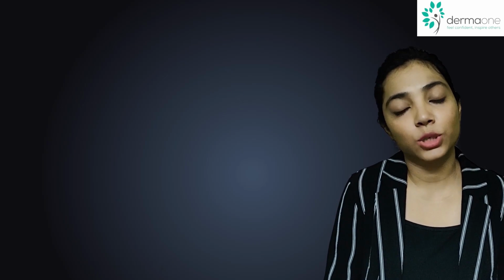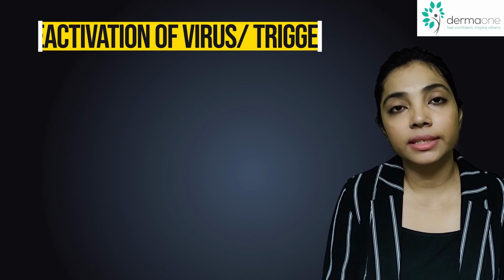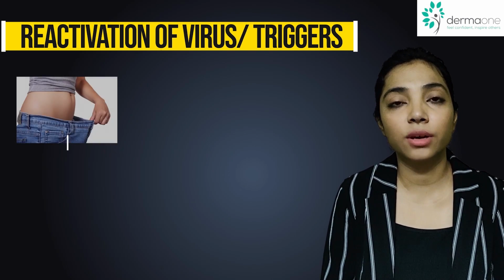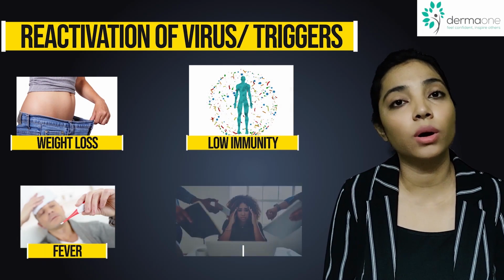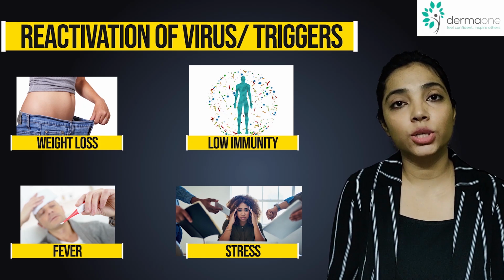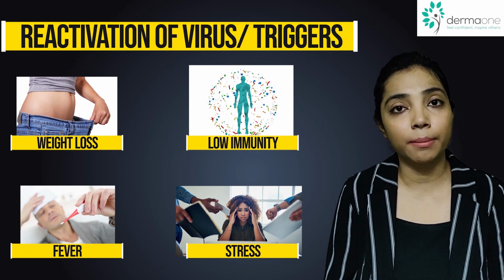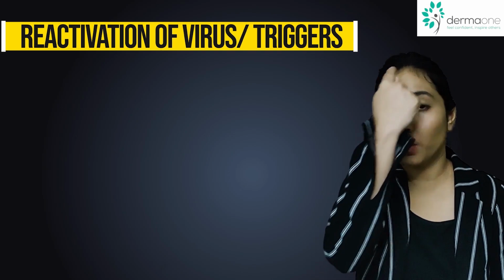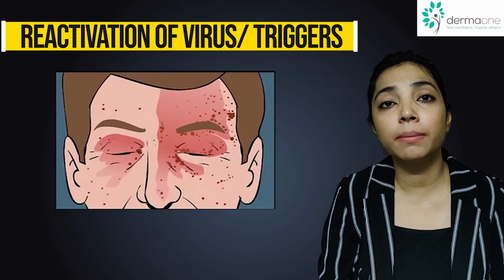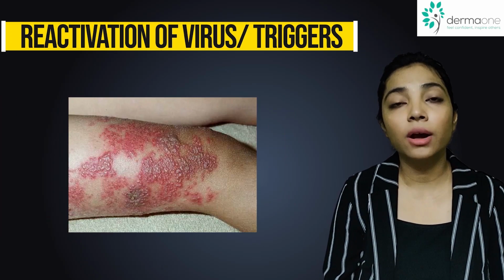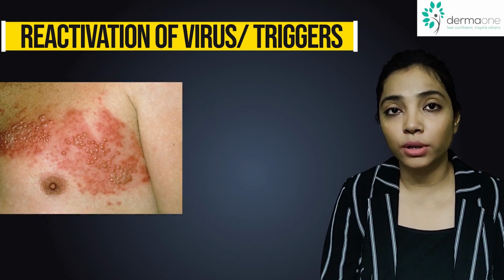Now when you get chickenpox, this virus always stays in your body in the nerves. So it can get reactivated some time later in your life because of a few factors like weight loss, low immunity, fever or stress. After reactivation, it travels through your nerves and affects just a part of your body. For example, it may be localized to one corner of your face, or it may be localized to one part of your arm or one part of your leg, or it can also affect a part of your chest.